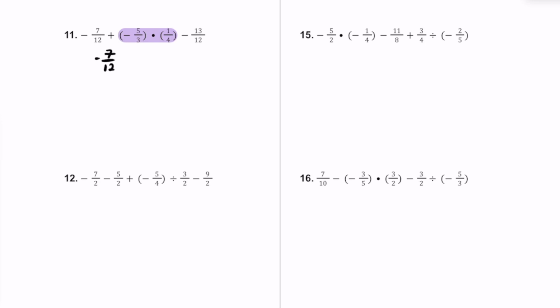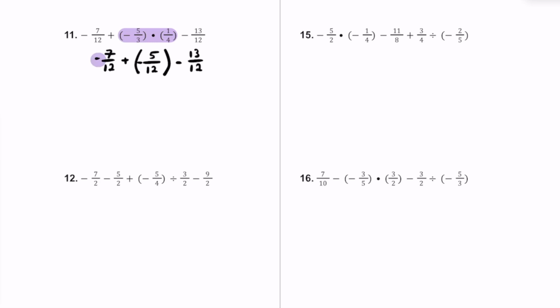And then what are we going to add here? We're going to add, it's going to be a negative because we have a negative times a positive. And then 5 times 1 is 5. And then 3 times 4 is going to be 12. So we're looking at this -5/12 here. And then we're taking away 13/12. And we should be pretty happy because we have common denominators all around.